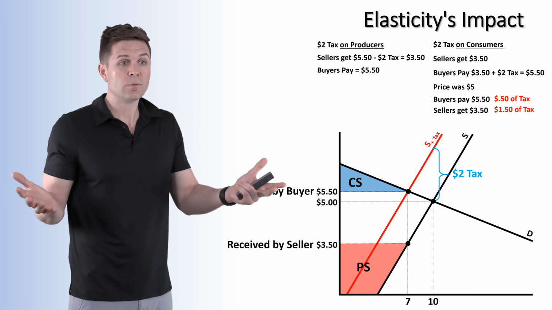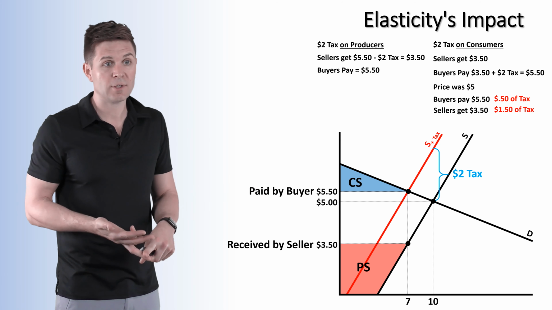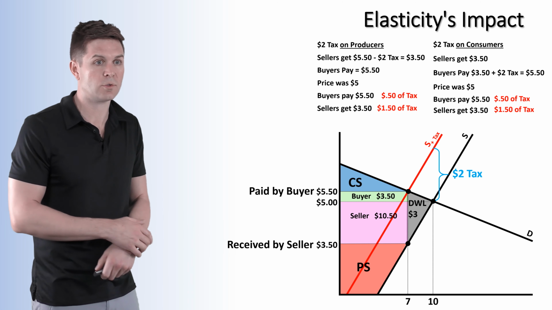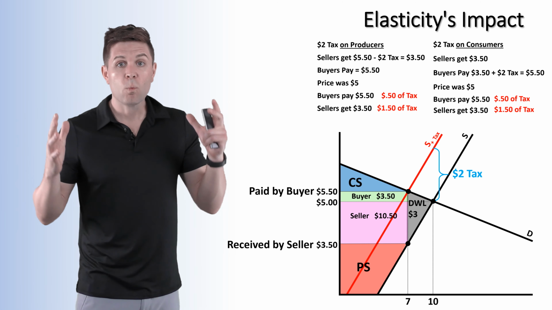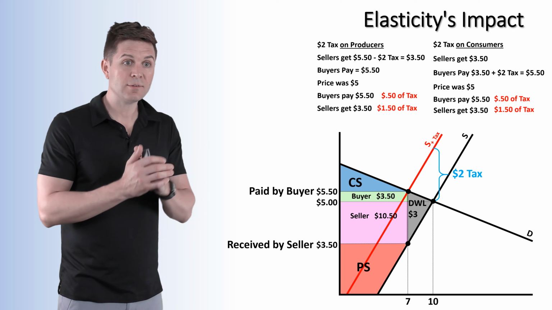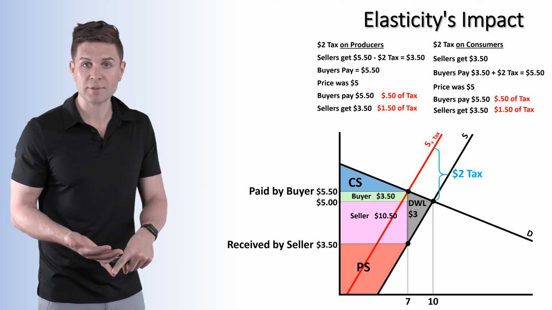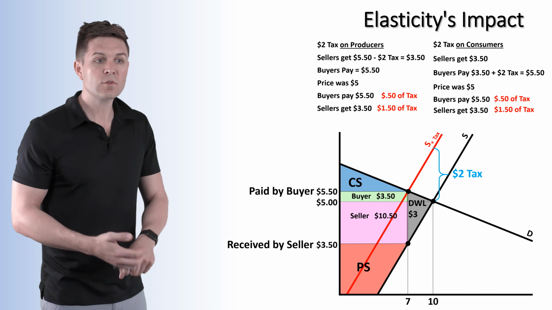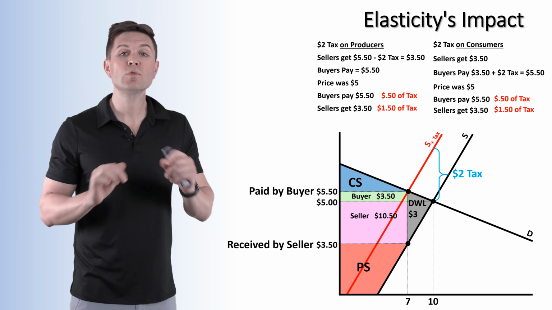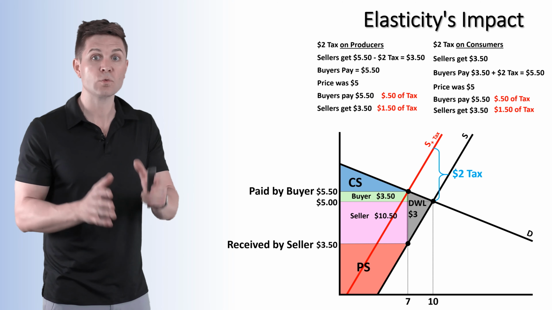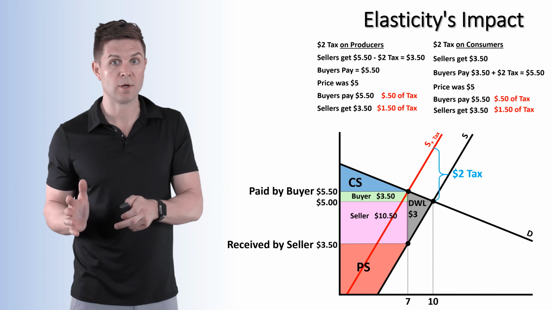So we're at the same situation here. The seller is going to end up with $3.50. The buyer is going to end up paying $5.50 for this particular unit. Now, once again, the incidence of the tax is the same. 50 cents is paid by the buyers, $1.50 is paid by the sellers. So, like I said, it doesn't matter who submits the payment. Elasticity of the particular curves is what dictates who has the heavier burden of the tax.